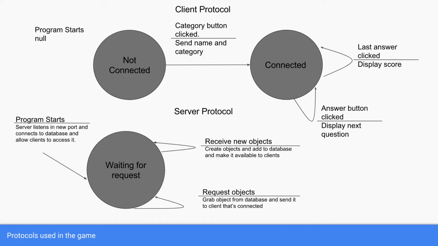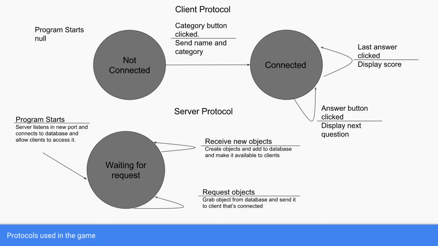The client side, which is the Windows Form application, starts out not connected, so it starts out null. You enter your name and you choose which category you want. It then sends that information to the database. The database then sends the entire category back to the client side, which is all the questions and other information that is needed. The client then uses that, and each time you click the answer button, it iterates through the list that the database sends, and it keeps popping up the question and answer until the last question is displayed, and when you click the answer button, it will give you your score from the database.